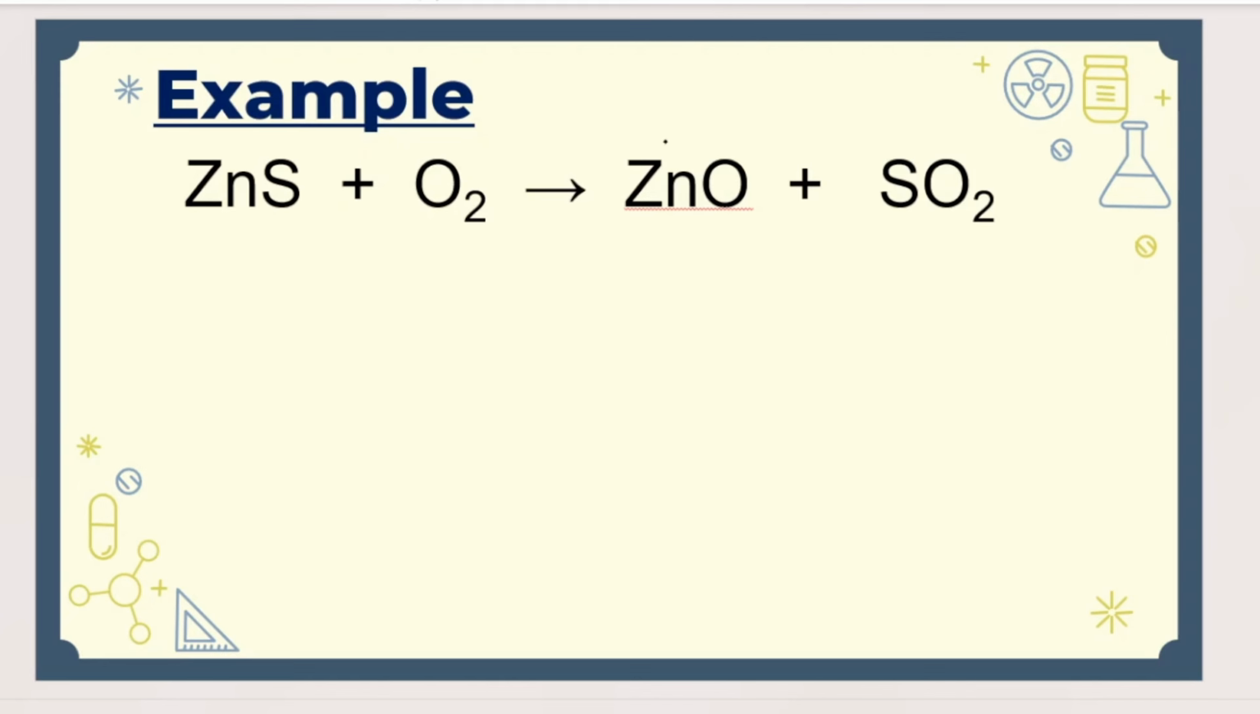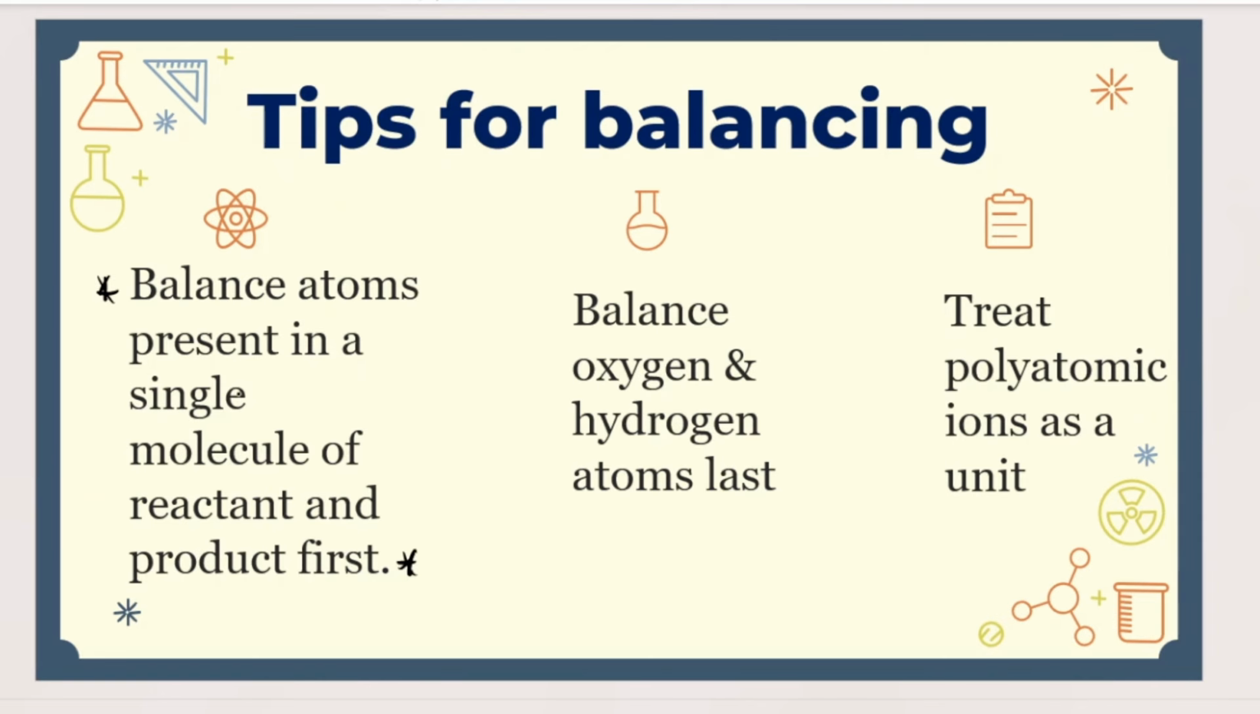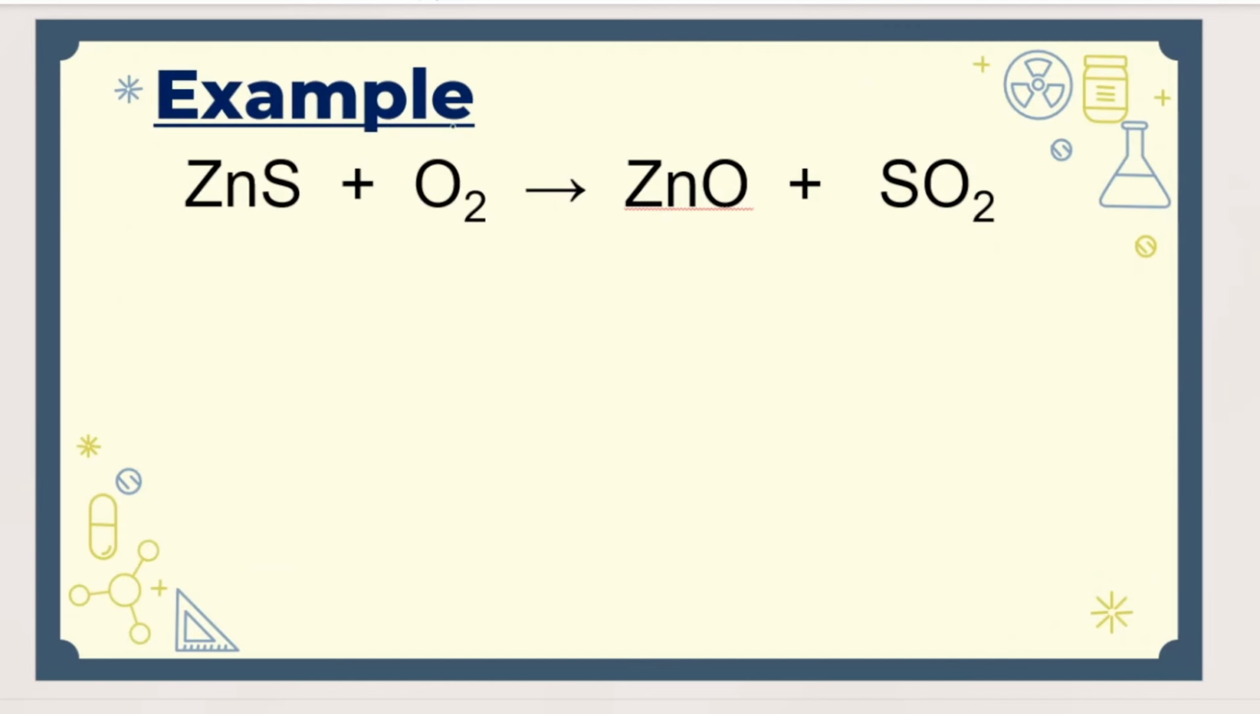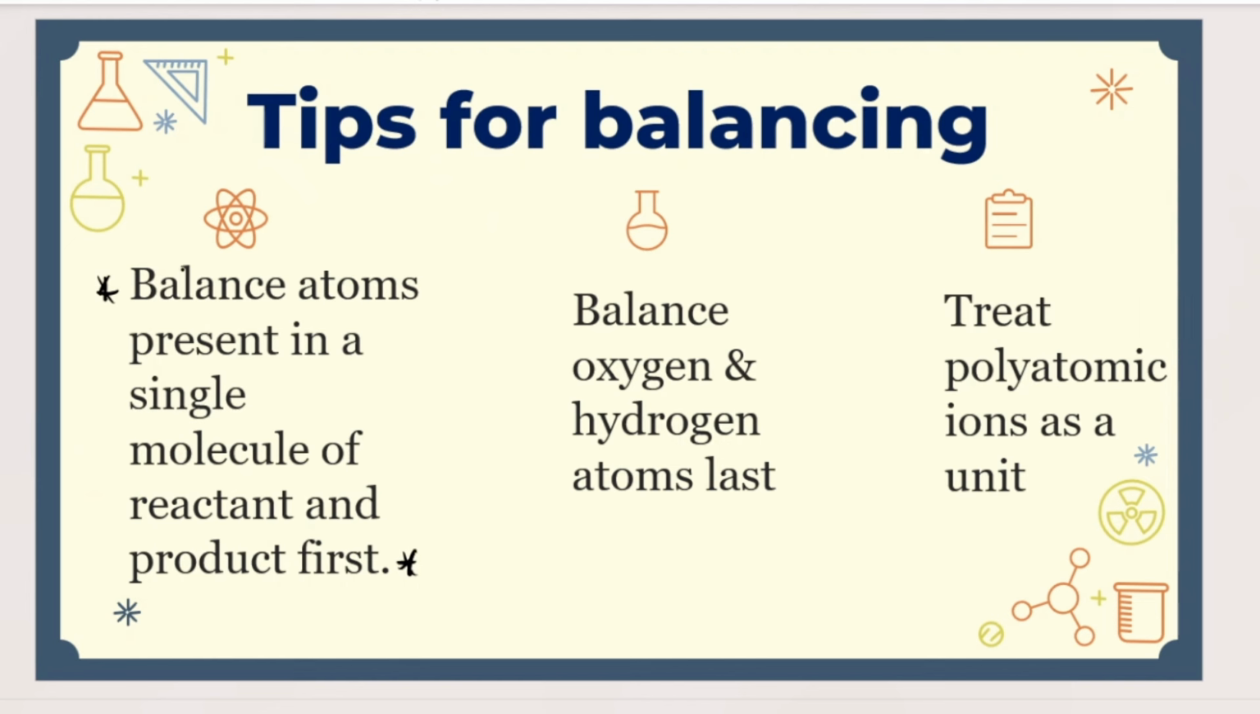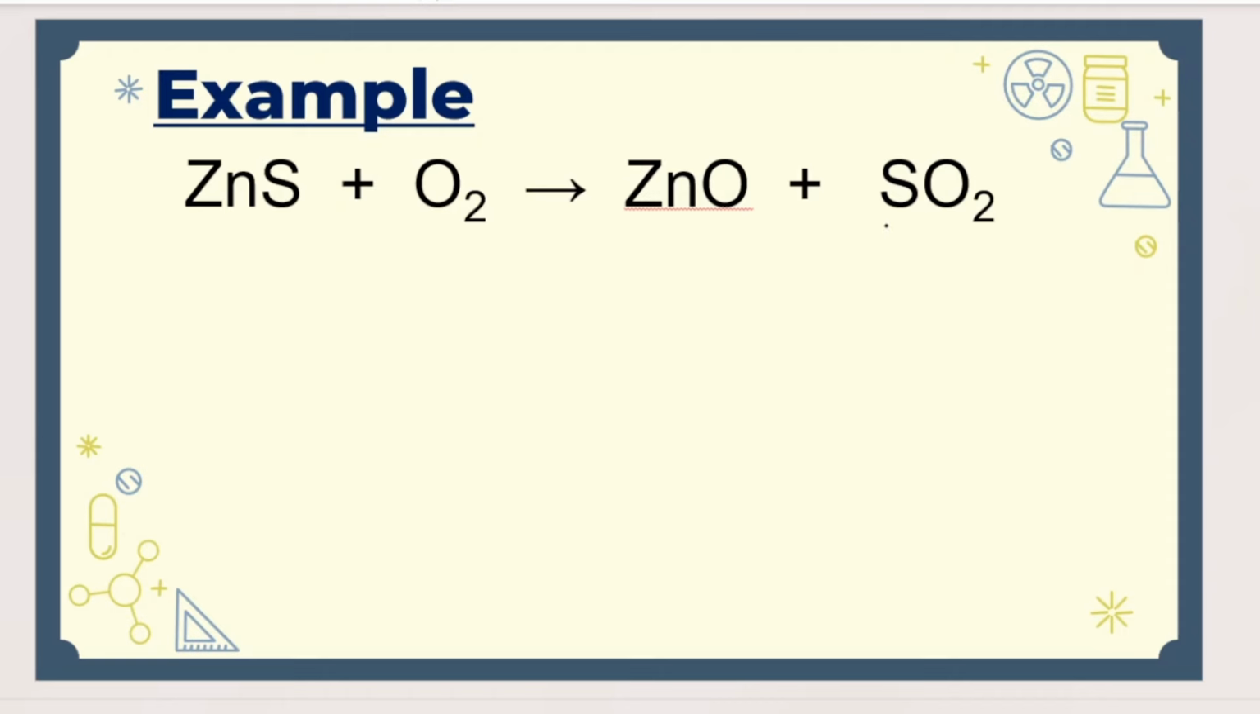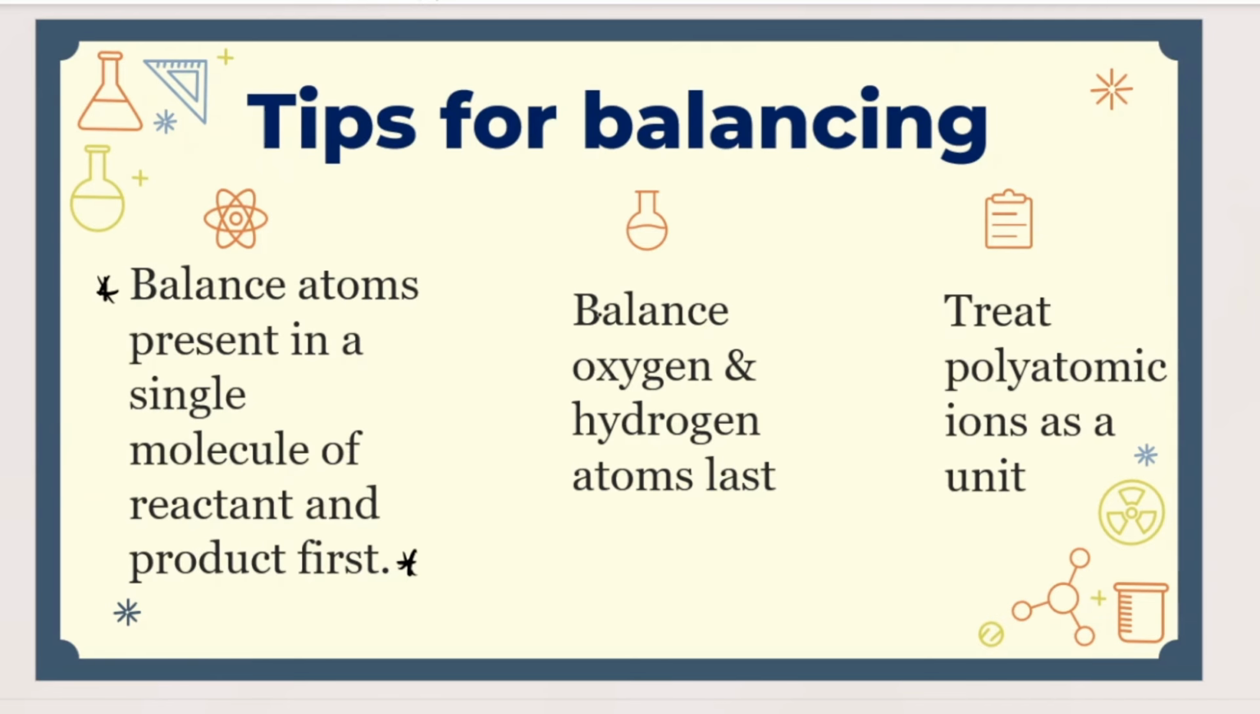So because oxygen is in multiple products, we're going to balance that last. We're going to balance atoms present in a single molecule of reactant and product first. So a good thing to start with here would be zinc or maybe sulfur. Here it says balance oxygen and hydrogen atoms last. Usually in a reaction, these are the ones that make it easier if you balance them last. Not always, it depends on the reaction, but see if it works if you leave oxygen and hydrogen atoms till the last.